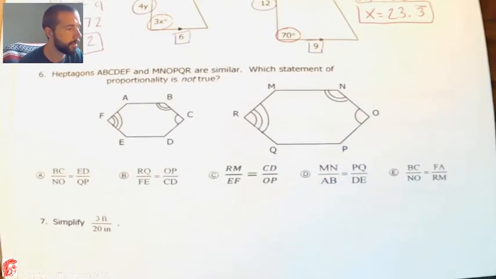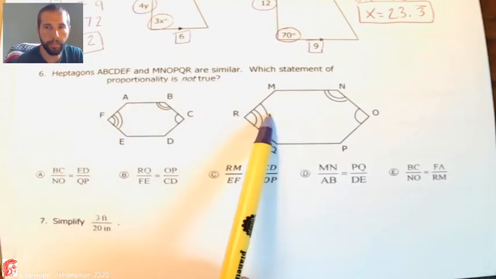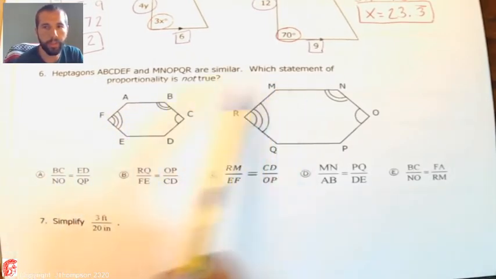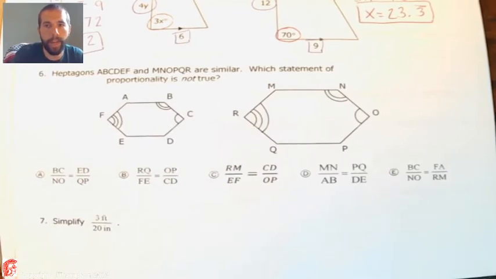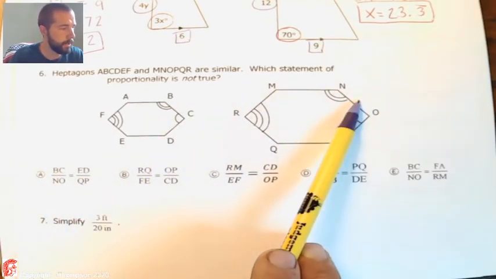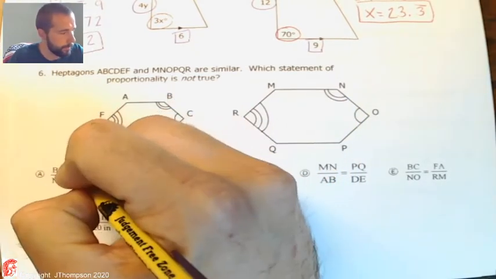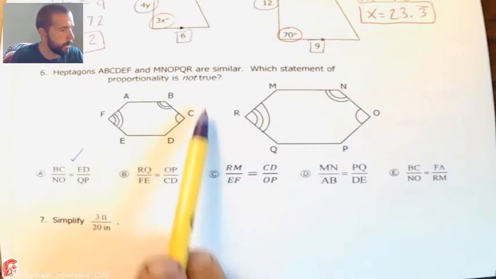All right, number 6. The heptagons are similar to each other. Which of the following statements of proportionality is not true? If the heptagons are similar, we have to write a proportion that would match corresponding parts. So BC over NO, BC corresponds with NO, that's true, and then ED corresponds with QP. So this one's true. They want to know which one's not true.